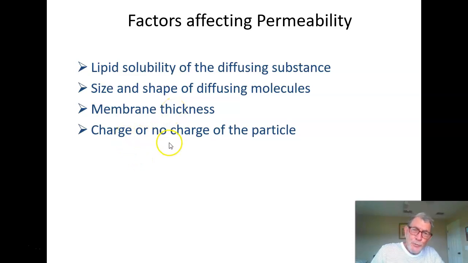And charged particles like ions don't cross well because the charges in the membrane itself interfere with their ability to pass. So, sodium, potassium, chloride, calcium, bicarbonate, these charged particles don't cross. The membrane itself is impermeable unless it opens up some channels.